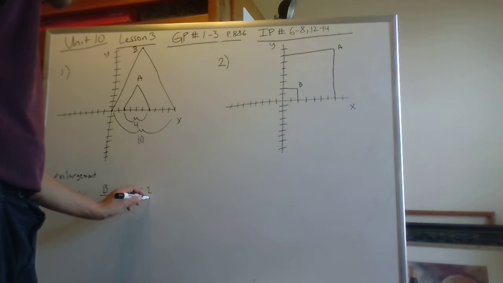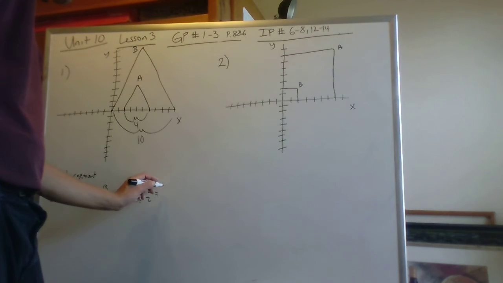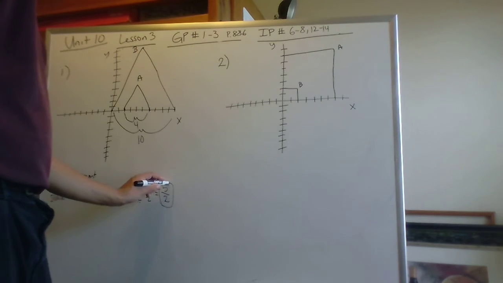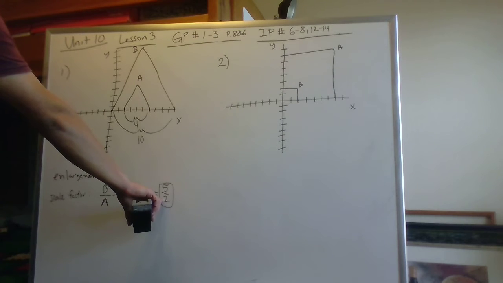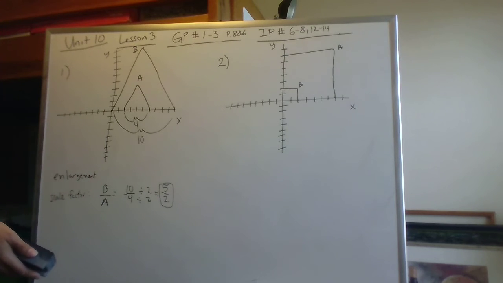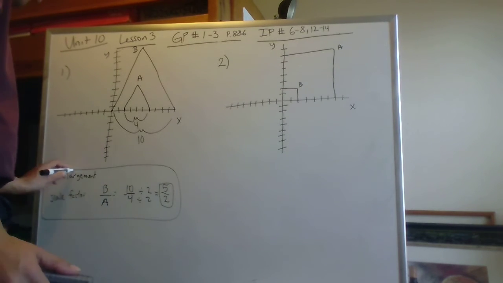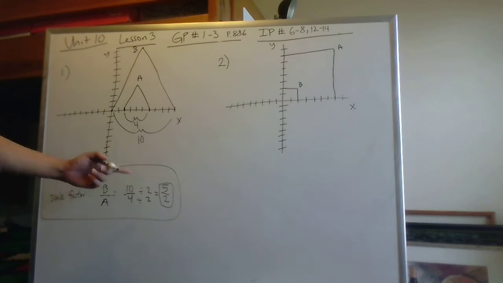If we divide the numerator and the denominator by 2, 10 divided by 2 is 5, 4 divided by 2 is 2. So in an enlargement, you're going to have a fraction that's bigger than 1. And for a reduction, you're going to have a fraction that's less than 1. So 5/2 is bigger than 1. So again, the answer is an enlargement, and the scale factor is 5/2.